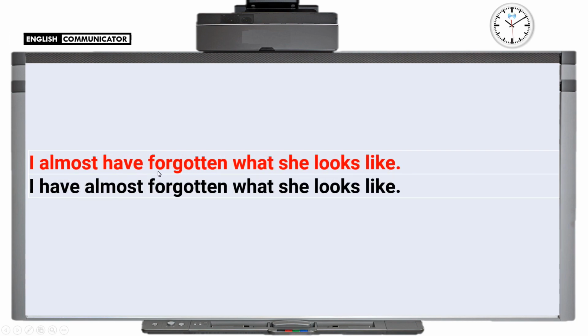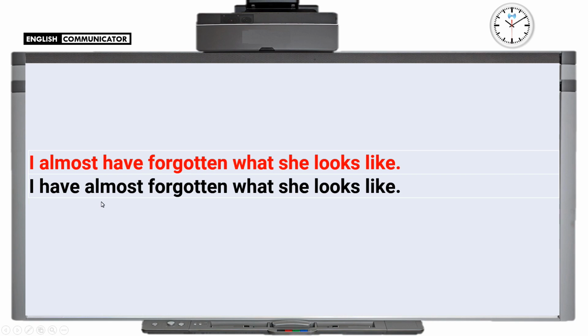I almost have forgotten what she looks like. Wrong. Why? Look at the right sentence. I have almost forgotten what she looks like. And what is the difference? Almost have or I have almost.